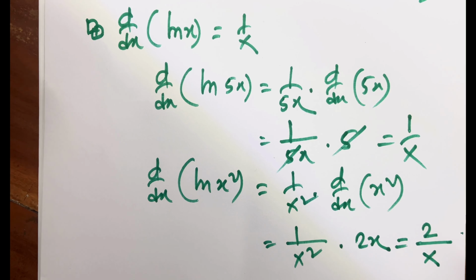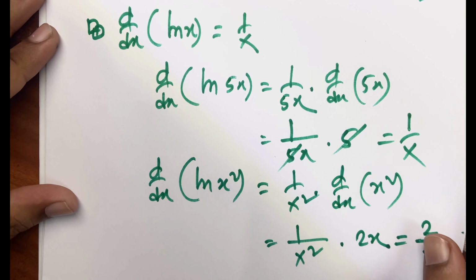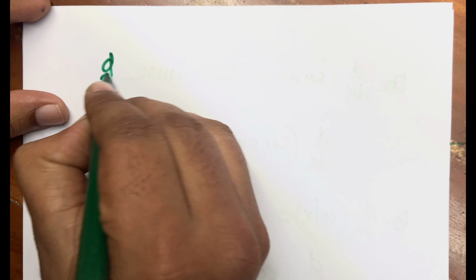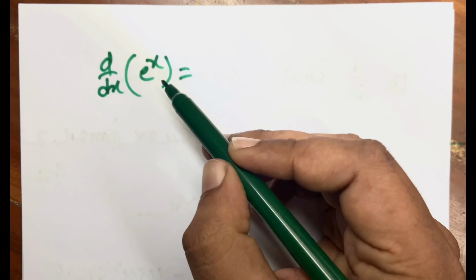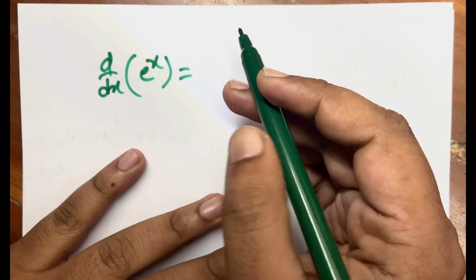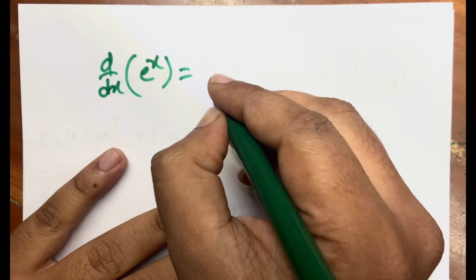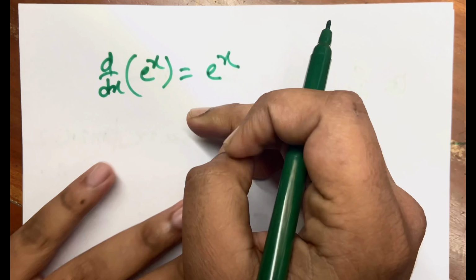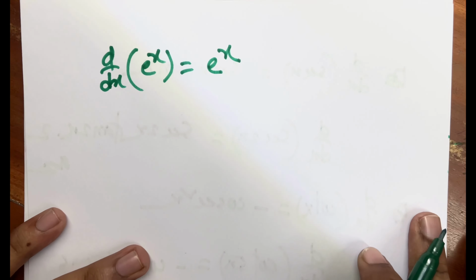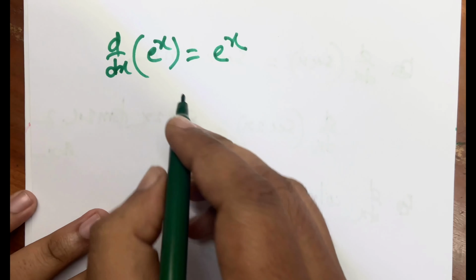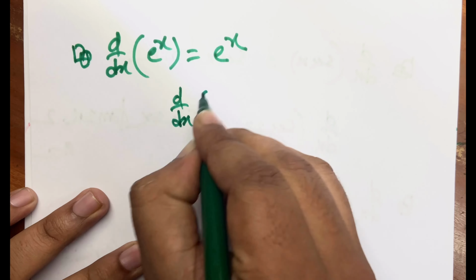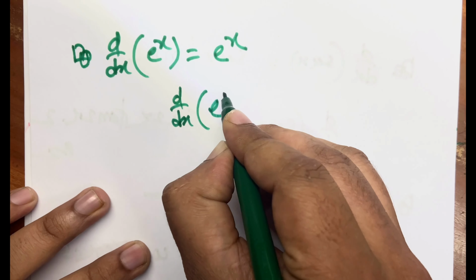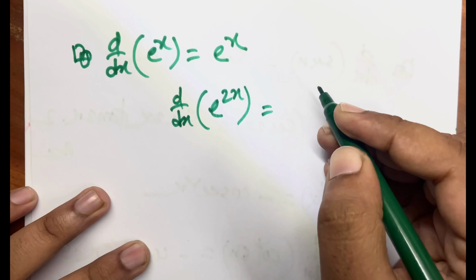Okay, now d/dx of e to the power x. It is very interesting, because if you differentiate e to the power x, d/dx of e to the power x is equal to e to the power x. So d/dx of e to the power 2x, what is the value of this problem?